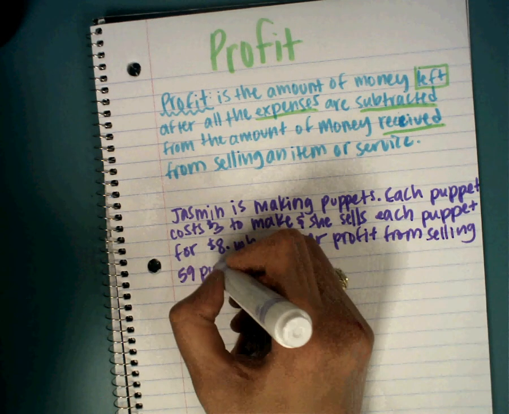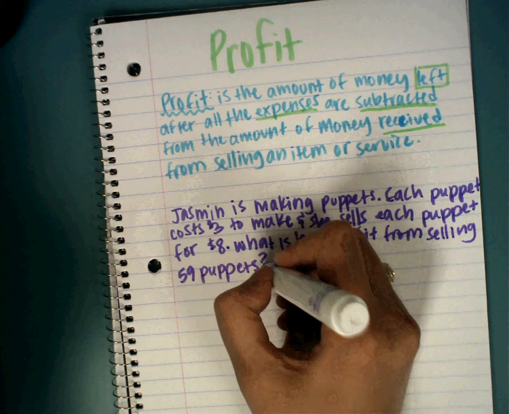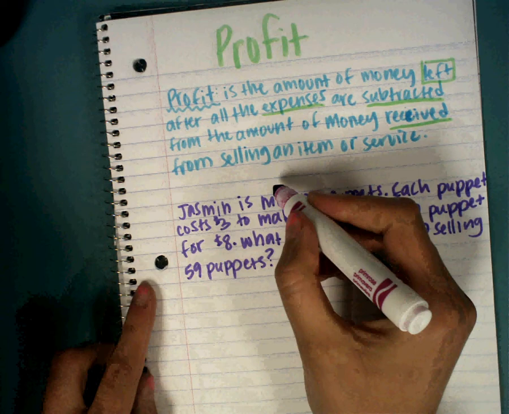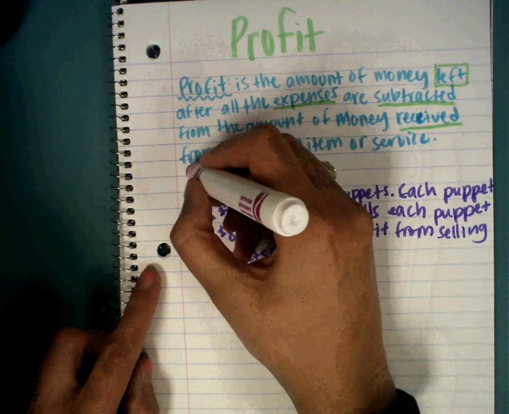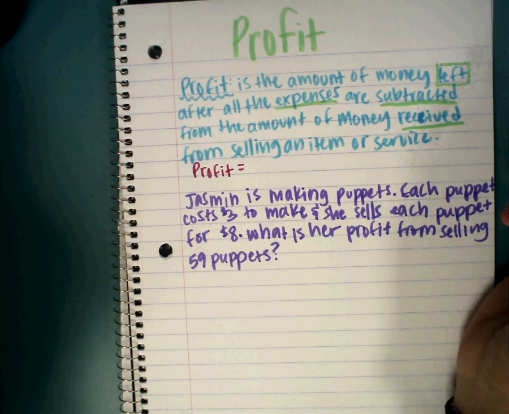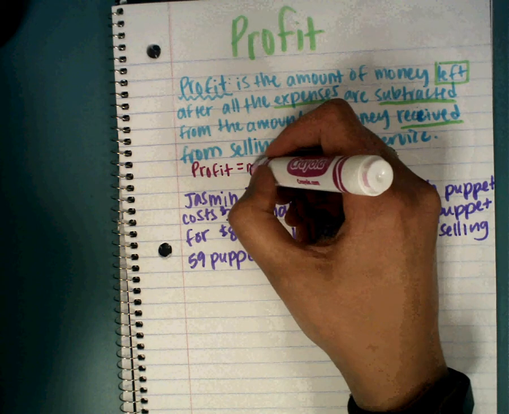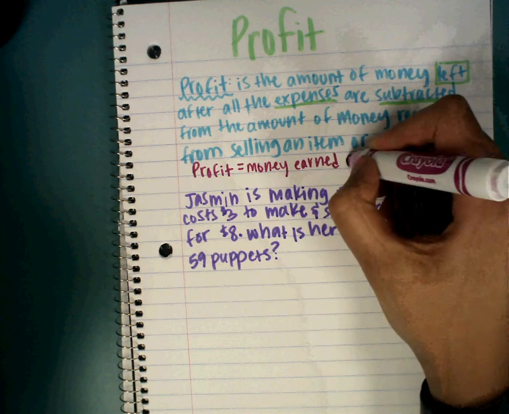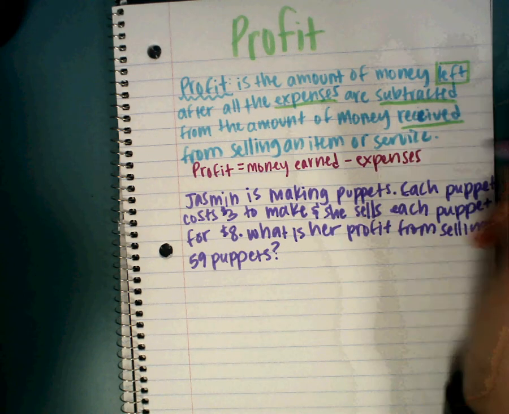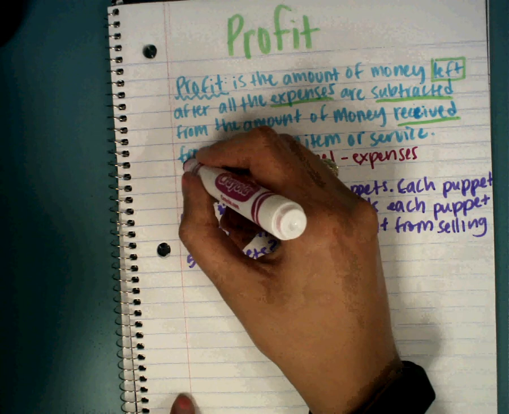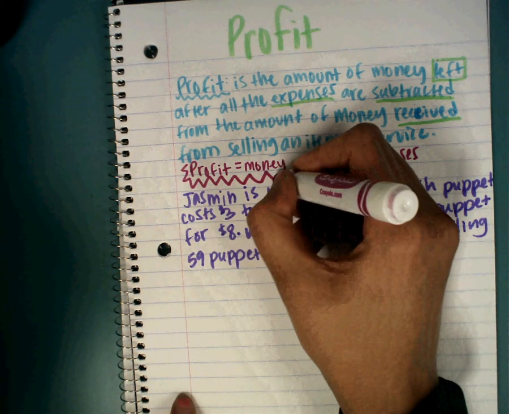Okay, so we need to go ahead and come up with a formula, okay? So let's put that right under here under the definition. So profit equals money earned minus expenses. So just like we have a formula for area, A equals length times width, profit equals money earned minus expenses. Okay? You can put a little bubble or one of these around it, because it is importante. Okay?